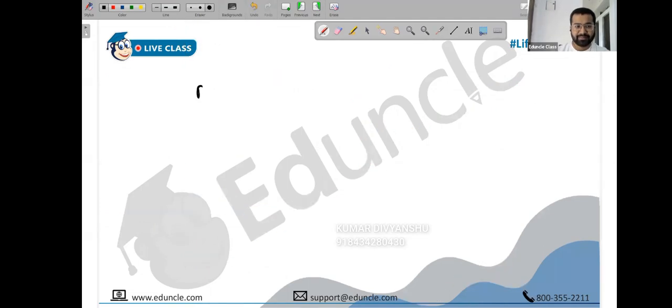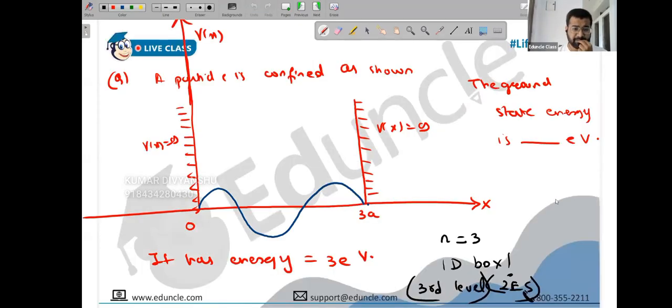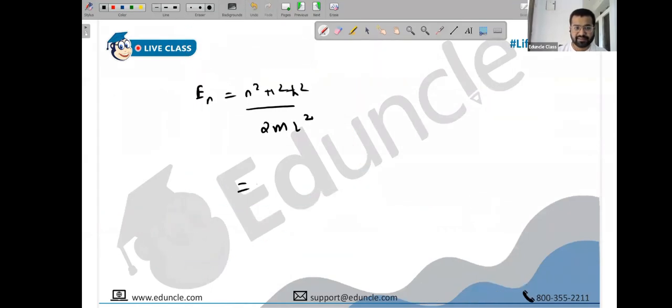That's it. So what is energy? Energy is n square pi square h bar square upon 2 m L square. Wait, hang on. I have something in my mind. I'm thinking whether that will be useful or not. First, what about the length? Length is 0 to 3. So this becomes n square pi square h square upon 2m into 3 square. Actually, I'm thinking length will be useless here. Without solving it, we are already done with the question.